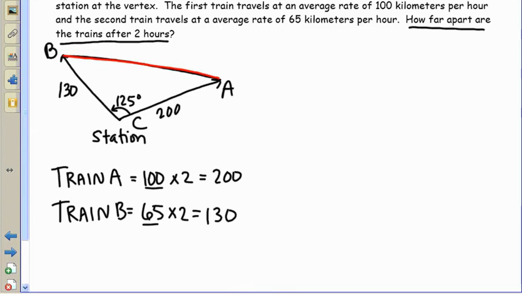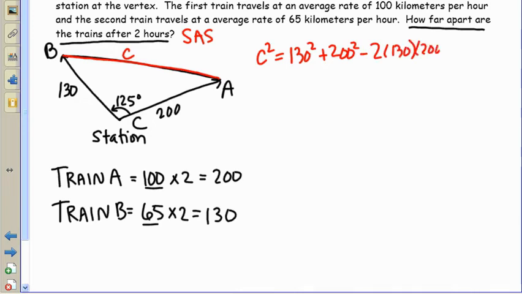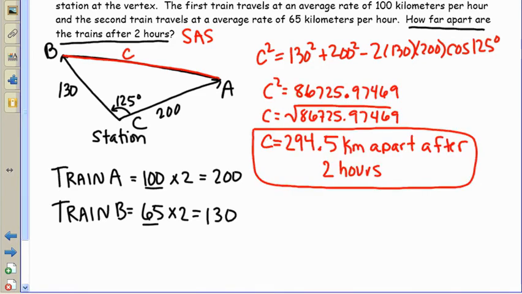So of course I have a side, the included angle, and a side, so side angle side, which means I can use the law of cosines. So in this case, this is side C, that's what we're trying to solve for. So C squared equals 130 squared plus 200 squared minus 2 times 130 times 200 times the cosine of the angle 125 degrees. So I'm going to do that all on my calculator, and then I'm going to take the square root of my answer. So for this one, I do my calculator and then take the square root, you end up with 294.5 kilometers apart after 2 hours. So that would be our answer.